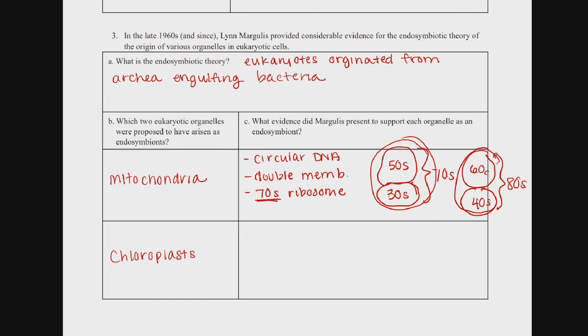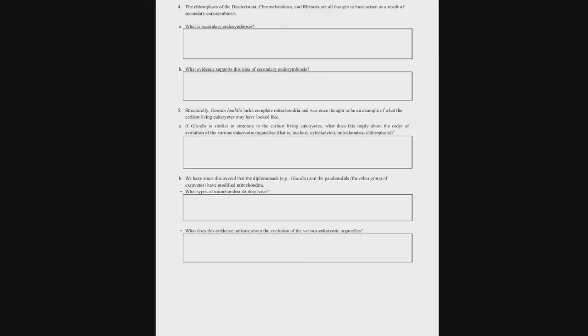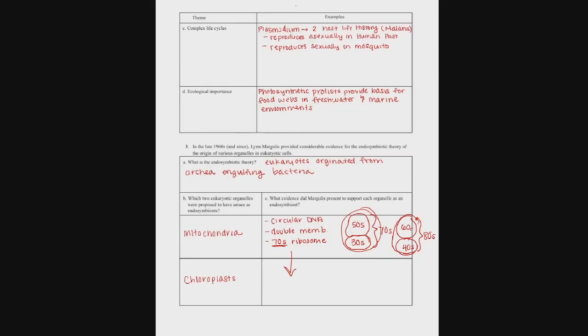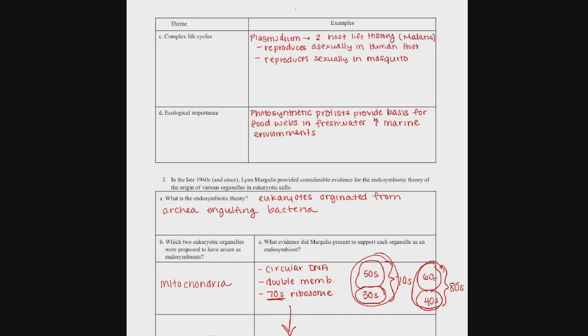Just to finish it up, chloroplasts have all the same things that mitochondria do, so you can just rewrite those same three points. There were a few more questions on the back, but that will be given to you in your answer key.